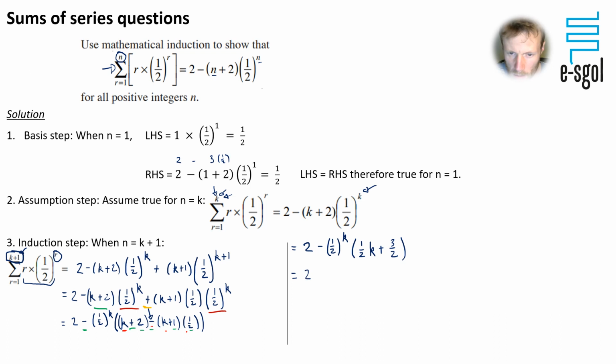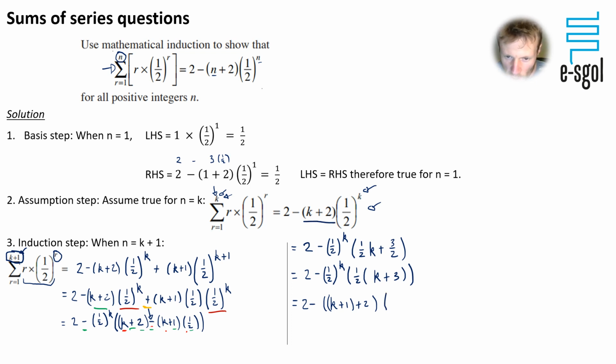And I think we're nearly there, so 2 minus half to the power of k. If we extract a half out as a factor from this bracket, then we get a half times k plus 3. And I think we're kind of there. We just want to make it look a little bit more like what we started with up here. So we're getting 2 minus this k plus 3 bracket. I'm going to break that up into k plus 1 plus 2. So that's this bracket here, and I've just changed the k for k plus 1.